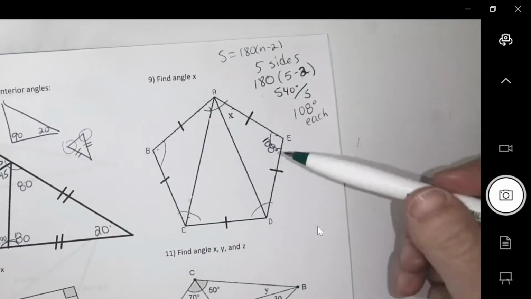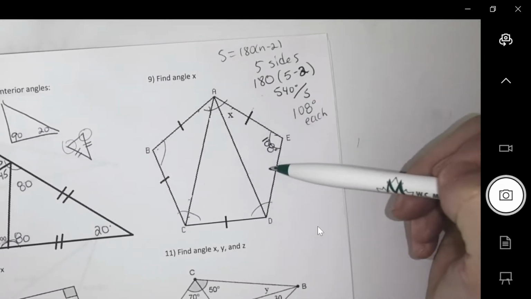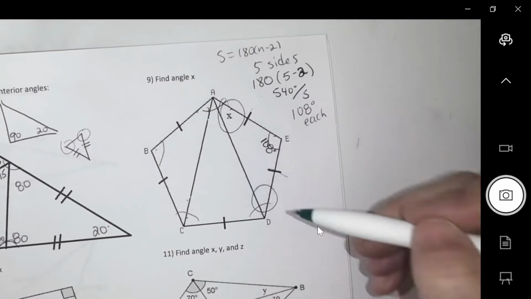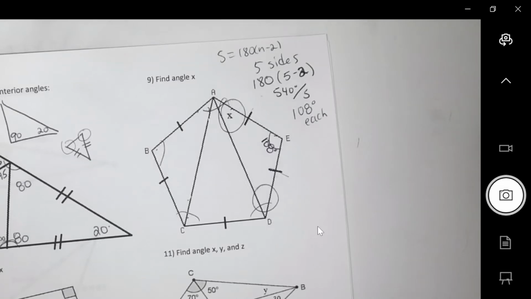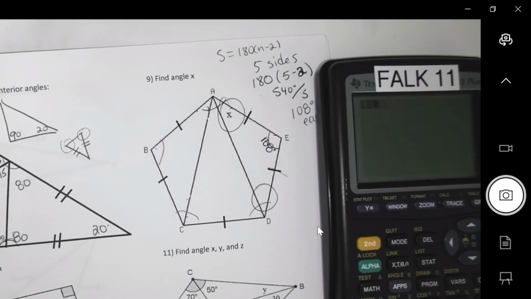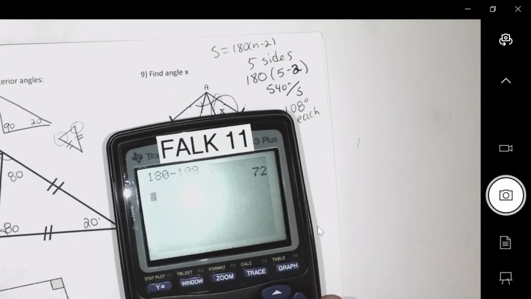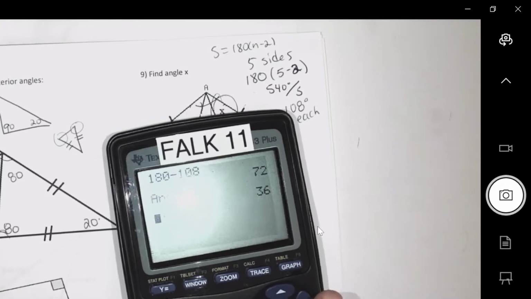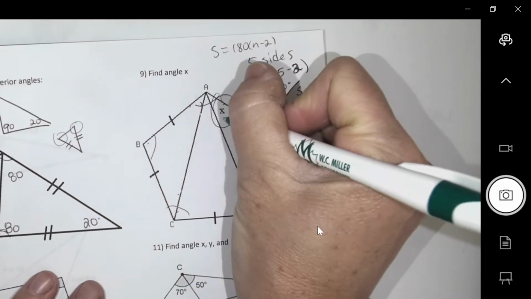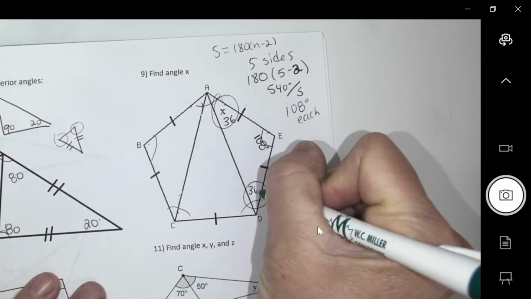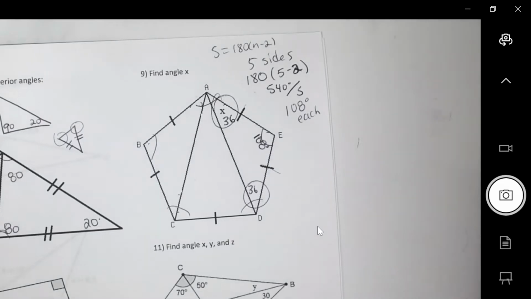And then, do you remember what we do? If this and this are the same, those two angles are the same. So I'm going to go 180 minus 108, leaving me with 72. And if I cut that in half, each one will be 36.